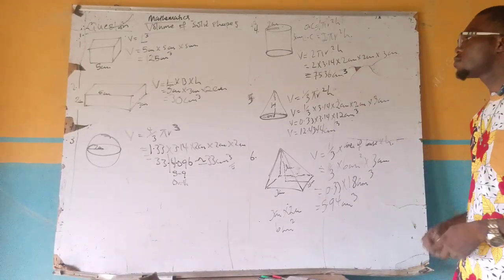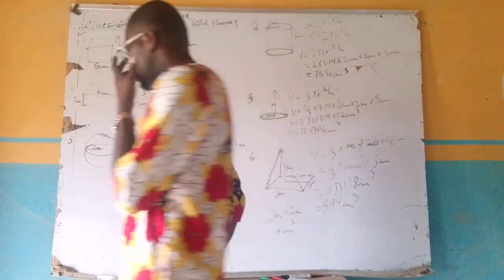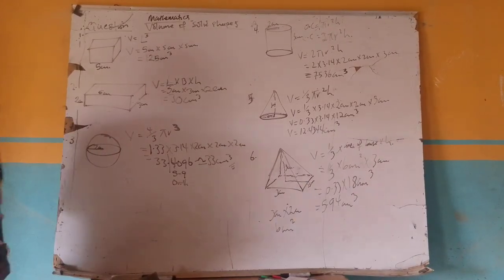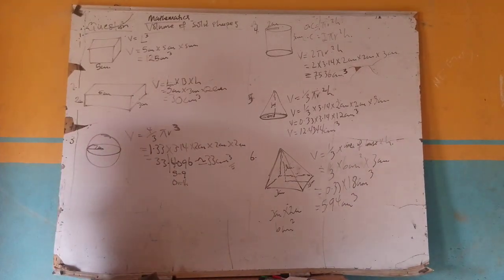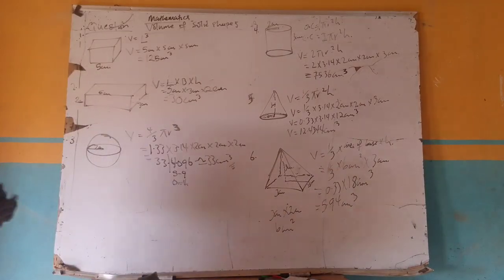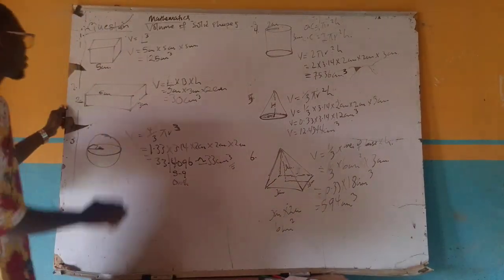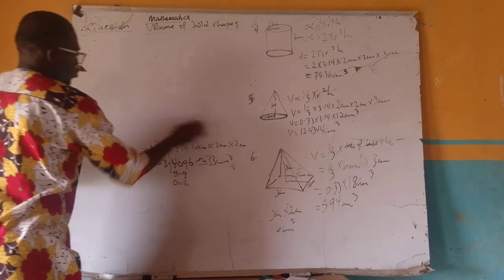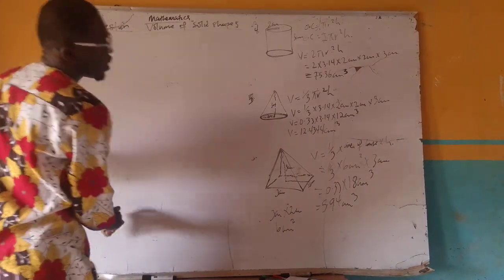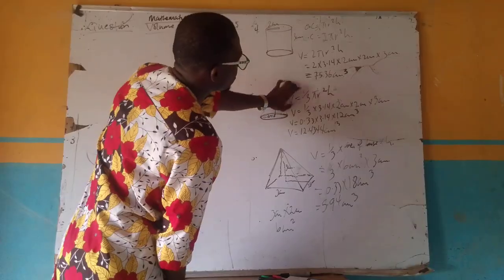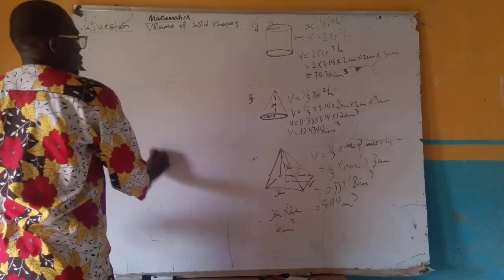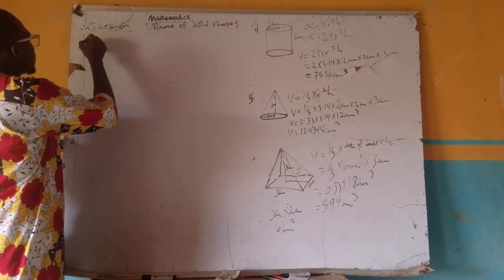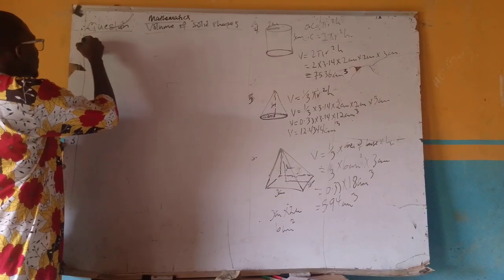With this, we have been able to solve the volume of solid shapes. You will likely see any of these 6 in your exam. I'm going to take one more thing. I just want to show you how to reverse something. I'll use question number 5. So now the question is like this.